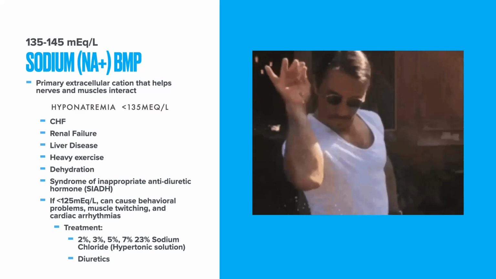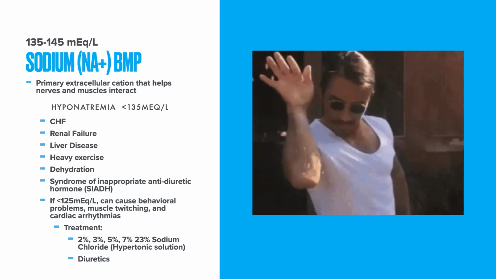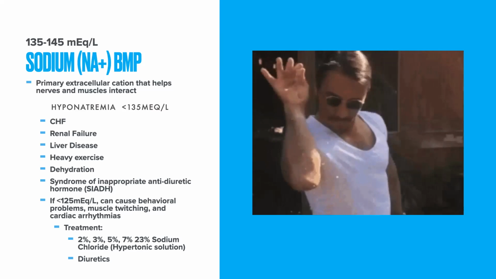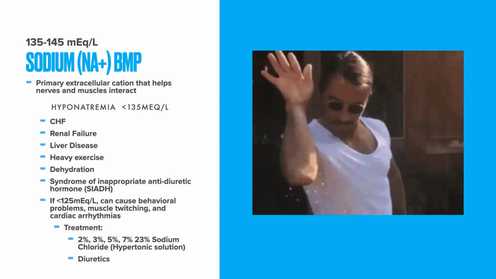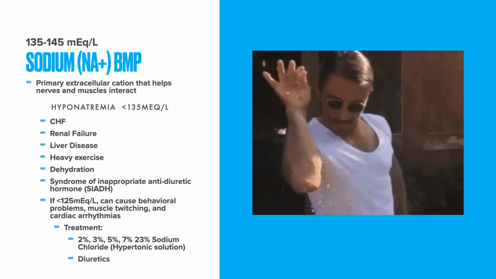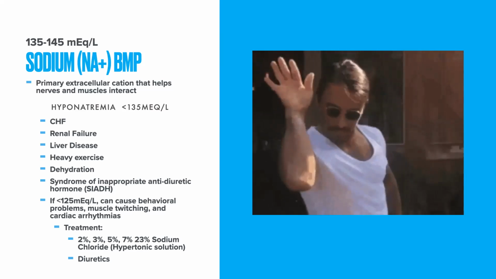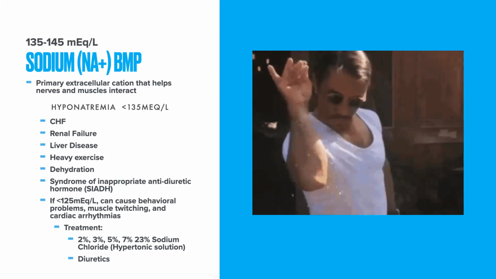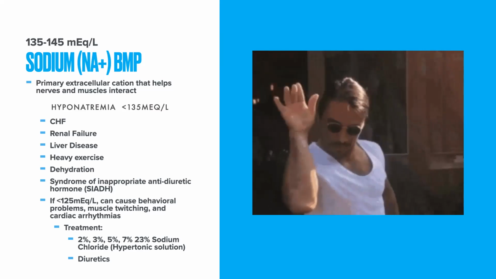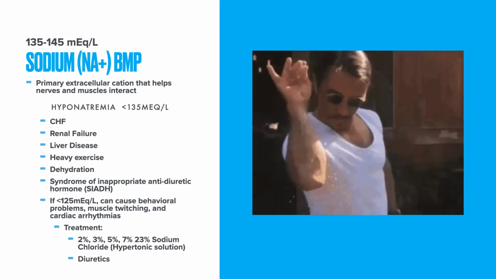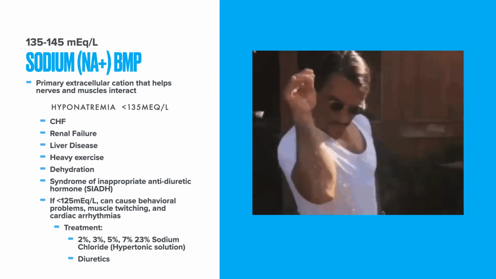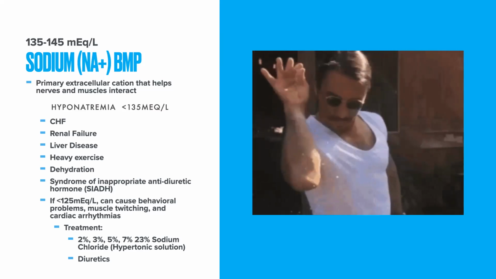And primarily they're going to be admitted. And this is something that's going to take over a period of time. We can't correct it right away, again, because we're going all the way into the cells. It's not a quick fix. And they're going to receive 2%, 3%, 5%, or 23% sodium chloride, which is hypertonic solutions. What are we carrying on the ambulance? 0.9%, right? And 0.9 is considered isotonic, right? So 2, 3, 5, 7, even 23%, that's a lot of salt, right? So they're going to be receiving these hypertonic solutions over a period of time while also receiving diuretics as well.